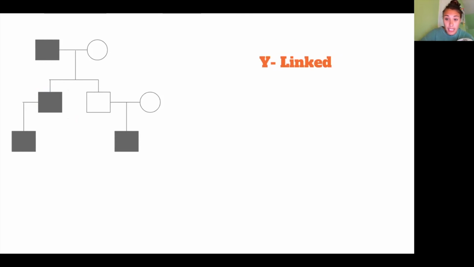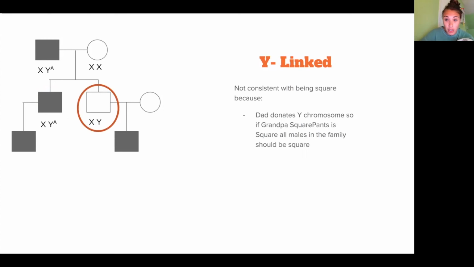And now Y-linked, you can see that this would not be consistent with being square because SpongeBob's father is circular and his dad is dominant for the Y-linked trait, and therefore he would need to be square for this to be consistent.